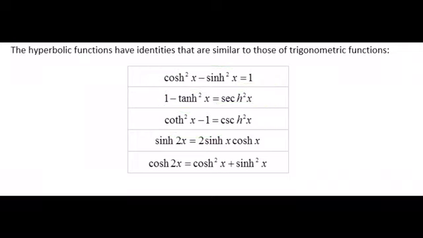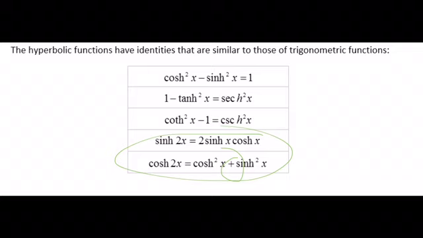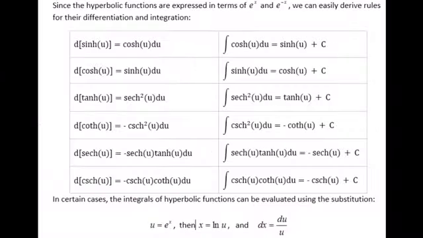The last two are similar to the double angle identities for the trigonometric functions. The only difference, I think, is the positive sign. In the double angle identity for trigonometric functions, it's cosine squared x minus sine squared x. In the hyperbolic functions, the hyperbolic cosine of 2x is equal to hyperbolic cosine squared of x plus hyperbolic sine squared of x.